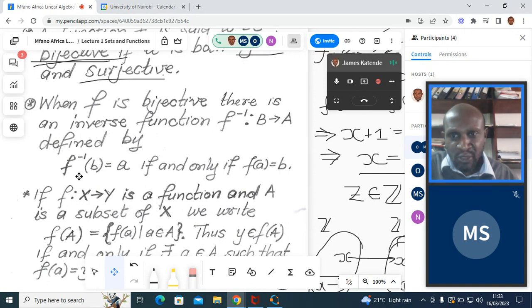So this inverse function is defined as follows: f inverse of an element b in the codomain would be equal to a if and only if f of a is equal to b. So that's how we define the inverse. There are other ways of defining the inverse using the concept of composition of functions, but we will not do that in this class.